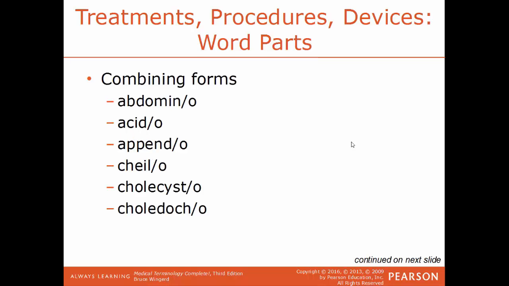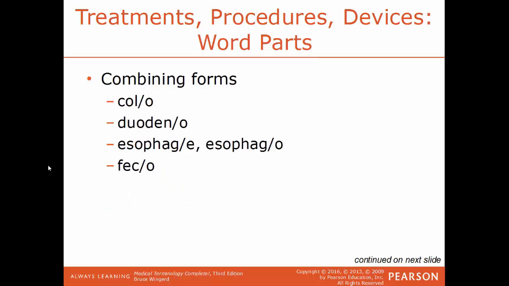Some common combining forms. Abdomino is a reference to the abdomen. Acido is a reference to acid. For this system, usually a reference to stomach acid. Appendo is a reference to the appendix. Cheilo is a reference to the lip. Cholecysto is a reference to the gallbladder. Choledocho is a reference to the common bile duct. Colo is a reference to the colon, or the large intestine. Duodeno, the duodenum, very first part of the small intestine.